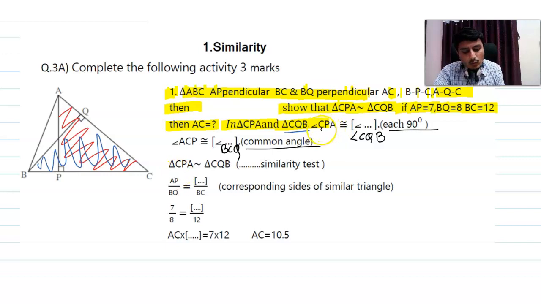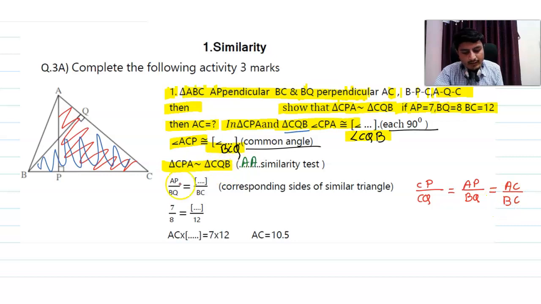So once two angles of one triangle are congruent to the corresponding two angles of the other triangle, then we can say the given two triangles are similar by the angle-angle similarity test. Once the two triangles are similar, their sides are in equal proportion, so we have CP upon CQ equals AP upon BQ, which equals the first and last letters, AC upon BC.